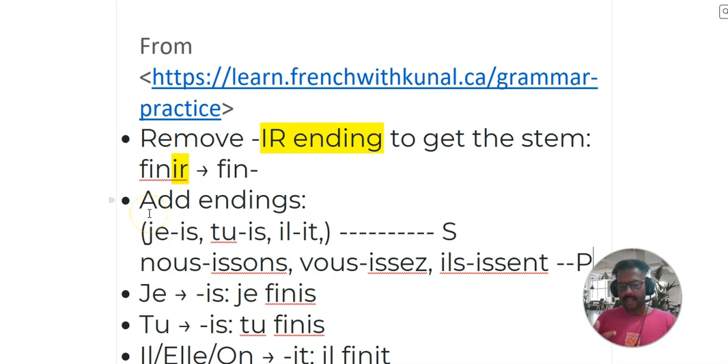So how do we learn them? Je is première personne du singulier, first person singular. Tu is deuxième personne du singulier, second person singular, and il is troisième personne du singulier, third person singular. If you remember it by this method and recall how to conjugate the verbs, it becomes really simple for you. That's the trick you have to use.